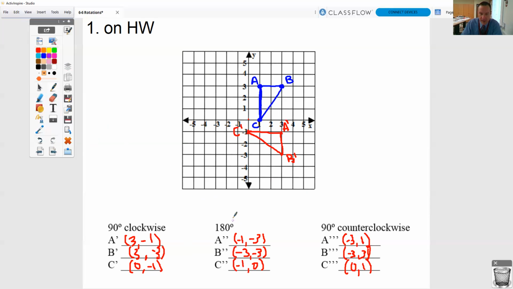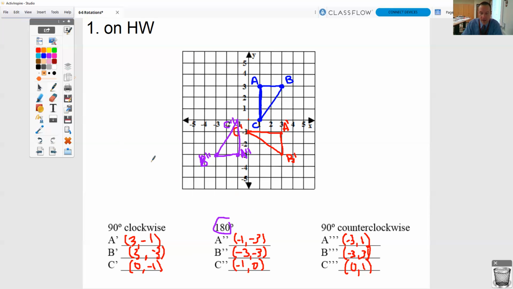I'm going to do this next one in purple. All right. 180, over to -1, down to -3. This is A double prime. Make sure you put 2 little apostrophes. Over to -3, down to -3. This is B double prime. And over to -1, up to 0. This is C double prime. Connect the dots. I'm sort of going over my label there, but that's okay. And we get that picture.